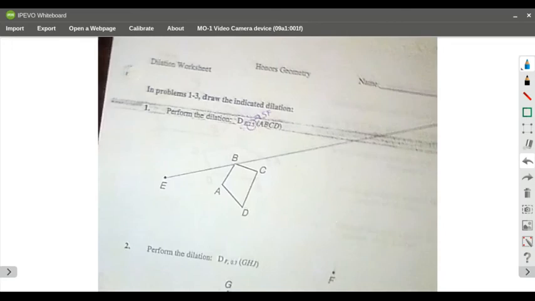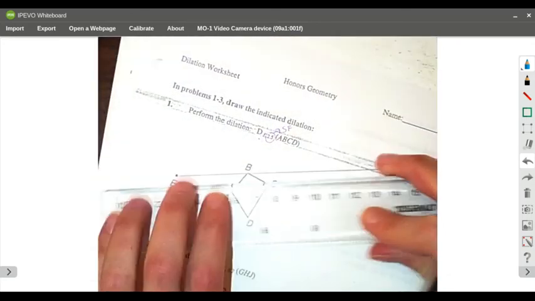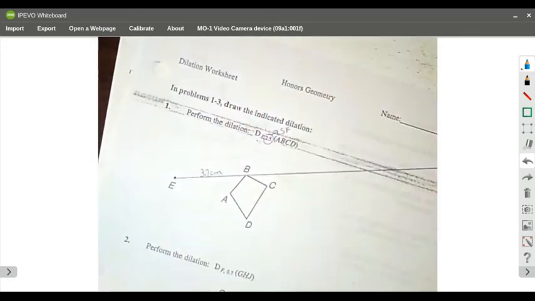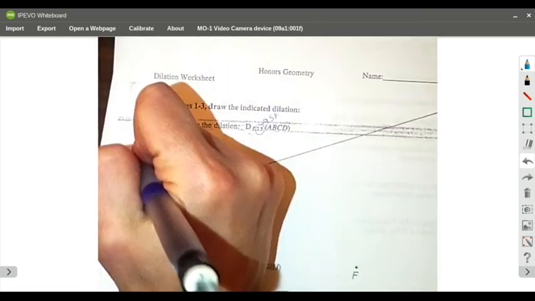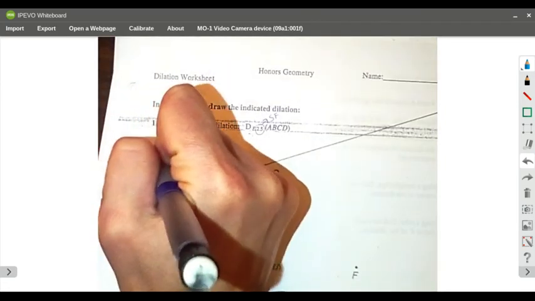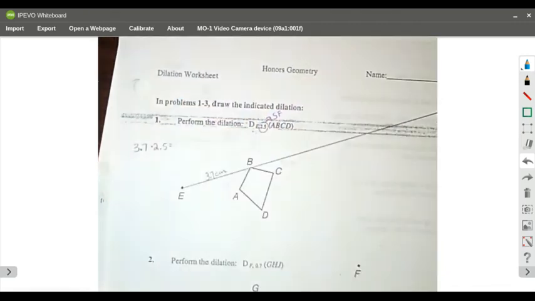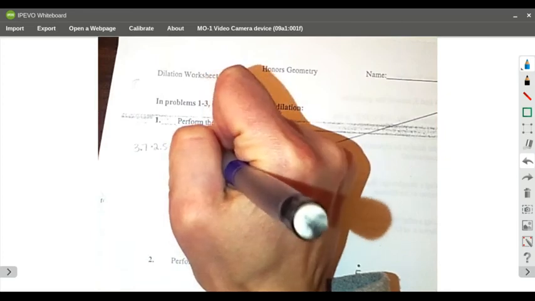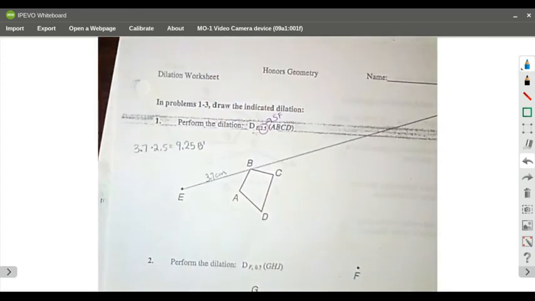So watch, I'll show you. I'm going to do it in centimeters. So let's see. Looks like it's about 3.7 centimeters from E to B. So off to the side, 3.7 times 2.5, I'm going to grab my calculator. 2.5 times 3.7 is 9.25. So that means that B prime is going to be 9.25 centimeters from E.